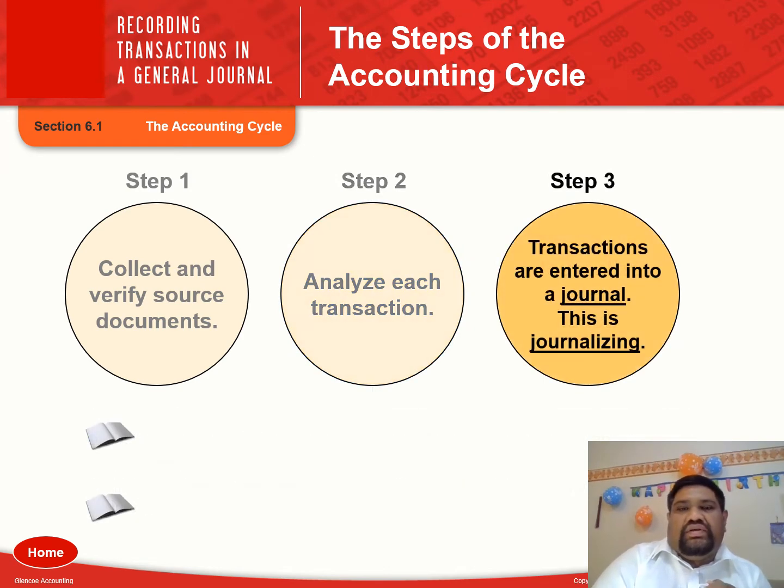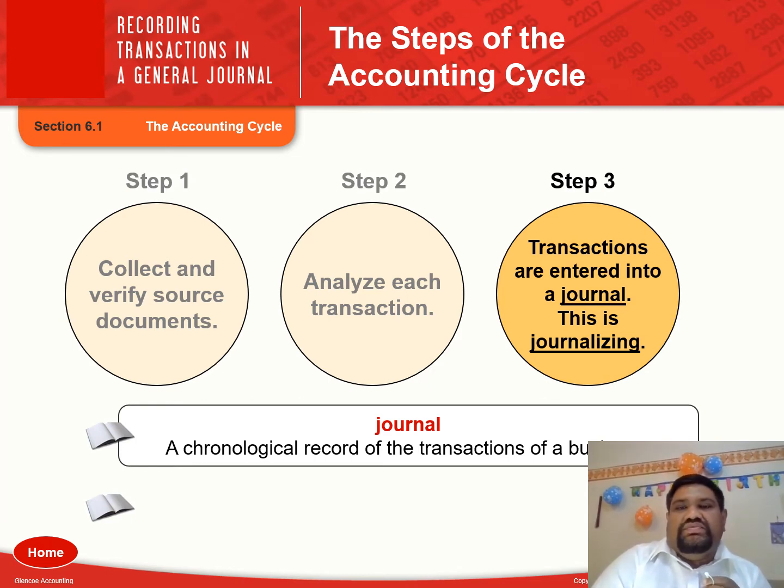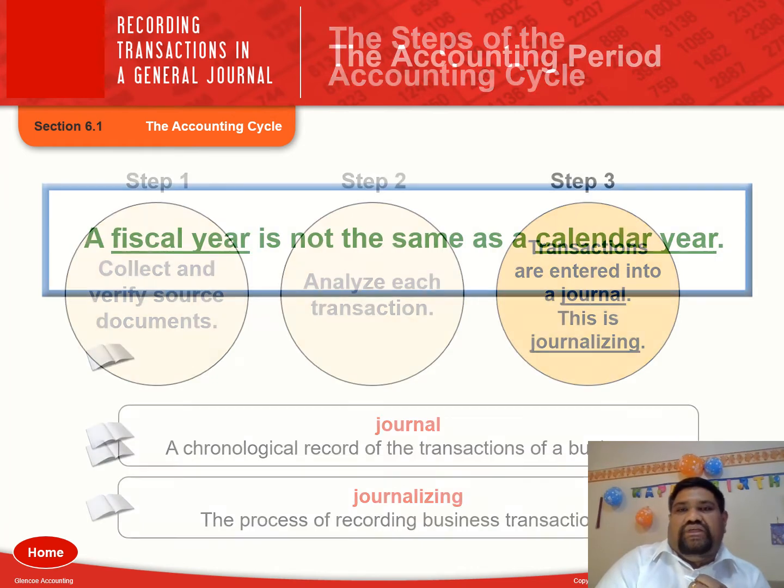The next step in our accounting cycle is that transactions are entered into the journal. This is known as journalizing. A journal is a chronological order of the transactions of a business. Chronological order means one by one, that means according to step 1, step 2, step 3, step 4. Remember this word, chronological order. It is a technical term we have to use. Then journalizing means the process of recording transactions into books of account.